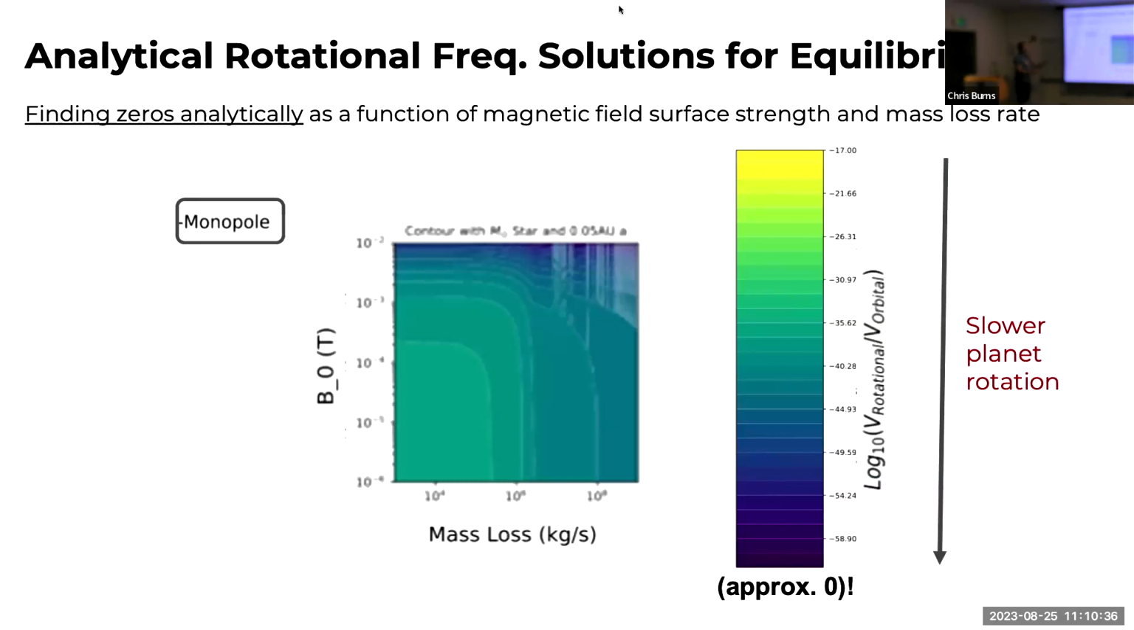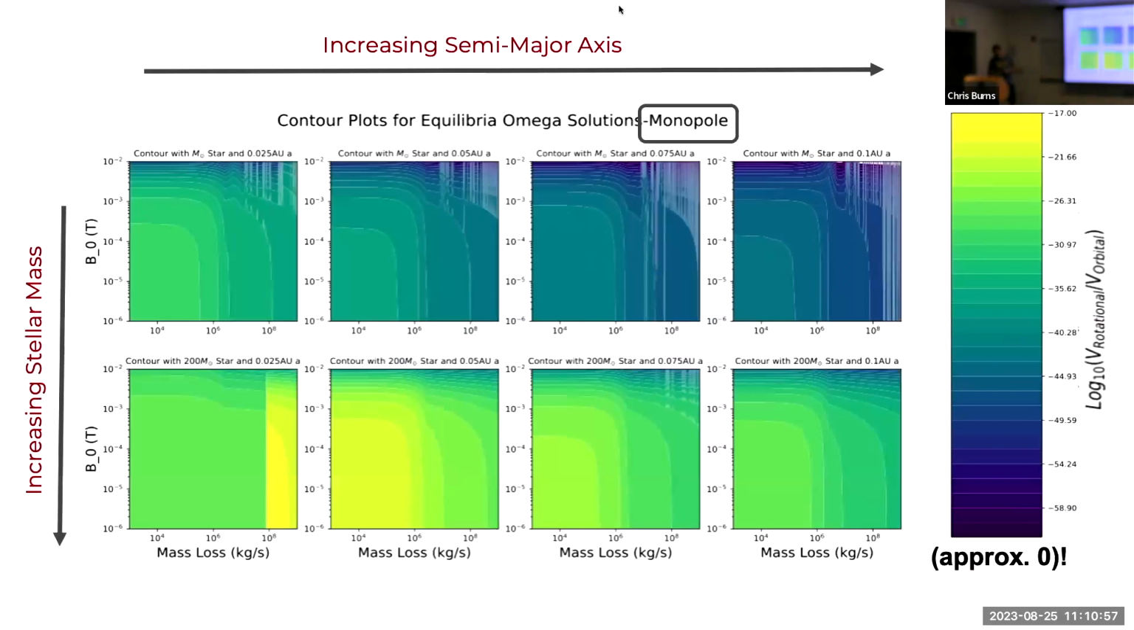So that's an example. I have a typical 1 solar mass star and a typical 0.05 AU semi-major axis. And as you can see, all these values are very, very small. They are like 10 to the negative 40, 10 to the negative 30. This means these values are actually approximately 0.